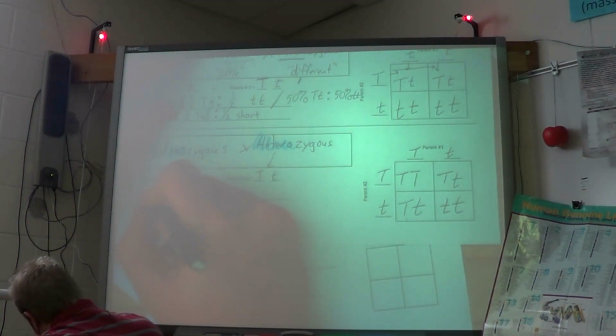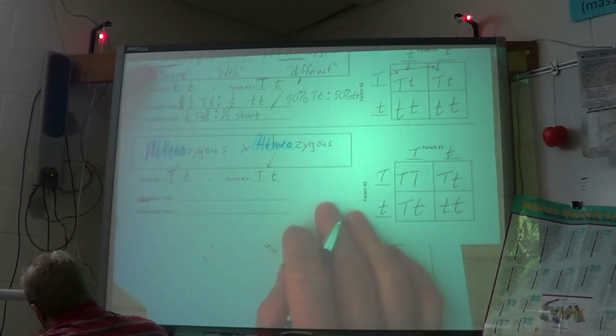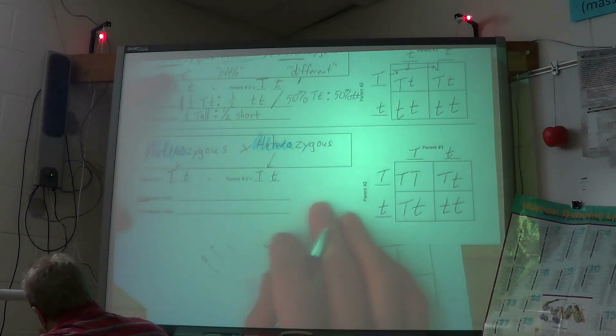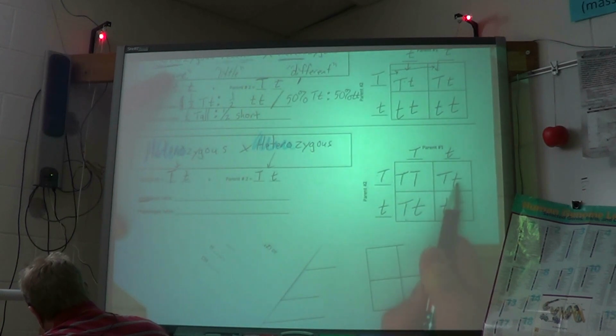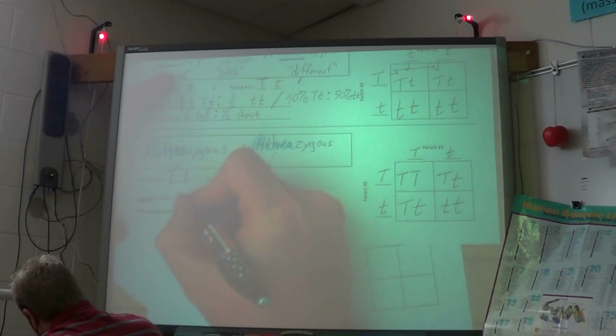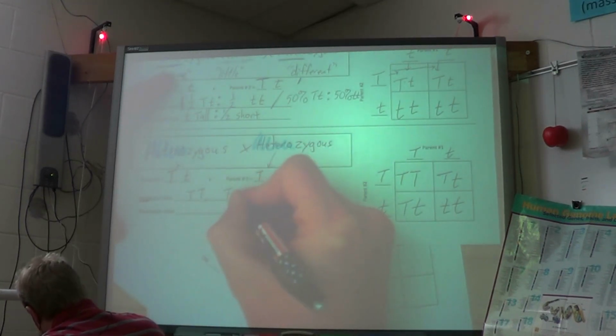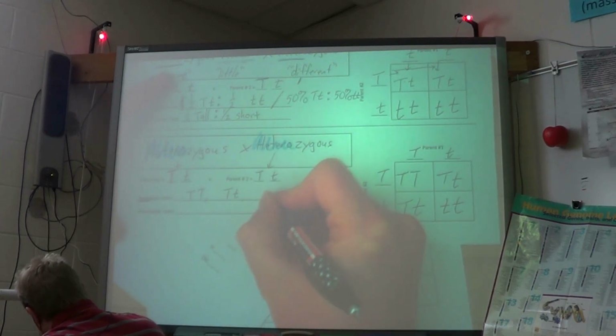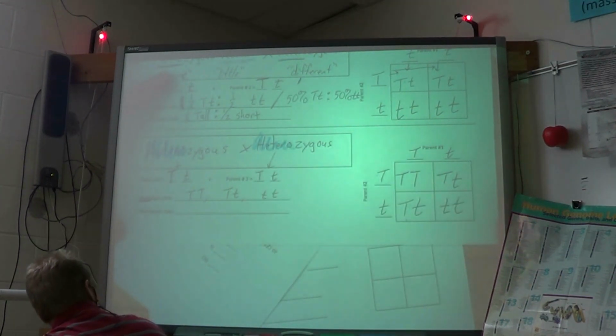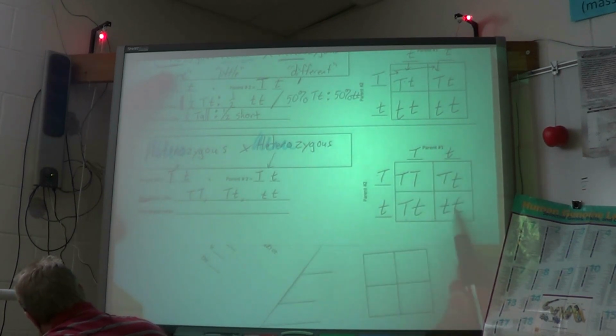The genotype is the genetic makeup, the letter combinations that we see. So I go through all the boxes and I look for all the different genetic makeups, or all the different letter combinations there are, and there's a big T, big T, a big T, little t, and a little t, little t. Those are the 3 different genetic combinations that can be produced based upon these 2 parents. Those are all the possible outcomes.